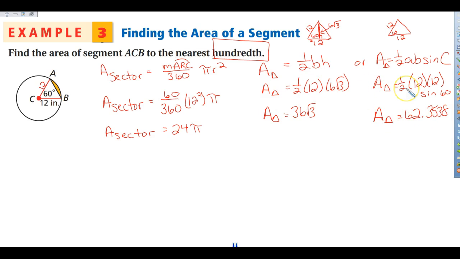One way or the other, it doesn't matter which, unless it says simplest radical form instead of hundredth. If it's simplest radical form, you have to go here, because remember, we cannot use trig with simplest radical form. I'll say it again: you cannot use trig with simplest radical form.